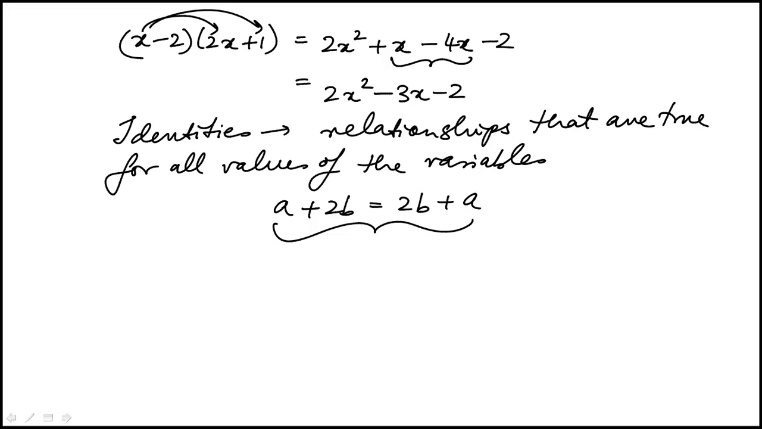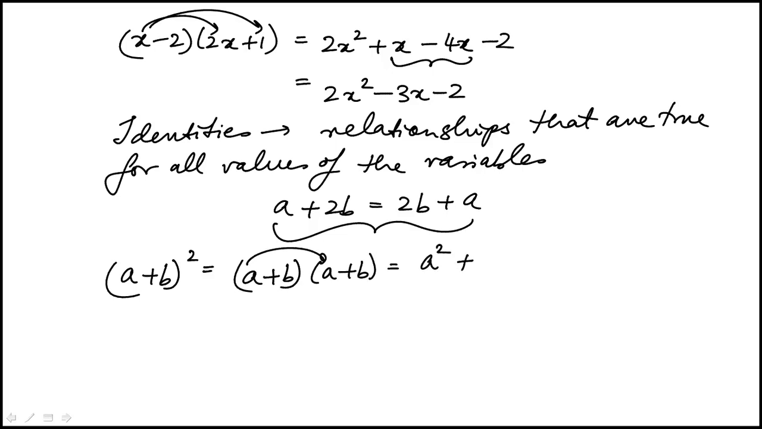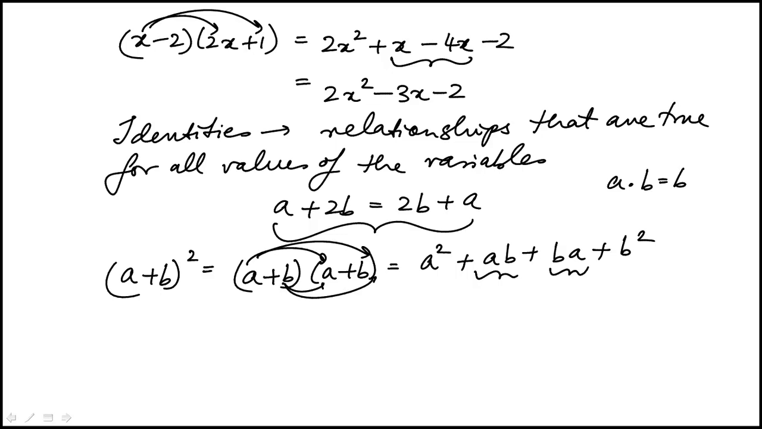And there are 3 standard identities important for the GRE. The first one is a plus b squared, and I'll do the actual expansion here. A plus b times a plus b would be a squared, and then plus ab plus ba plus b squared. Now ab and ba are the same. When we multiply 2 numbers, the order doesn't matter. So we can add them and we get a squared plus b squared plus 2ab. I prefer to write it like this. A lot of books would write this term in the middle. It is really the same. So it's just a matter of preference.